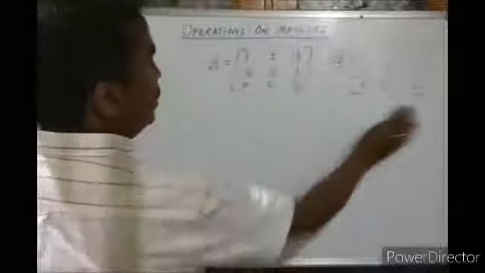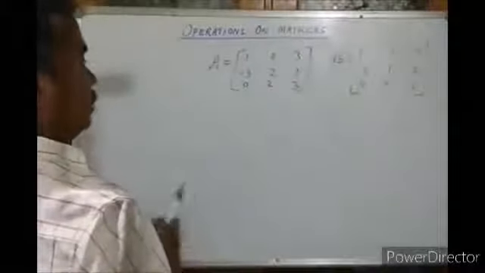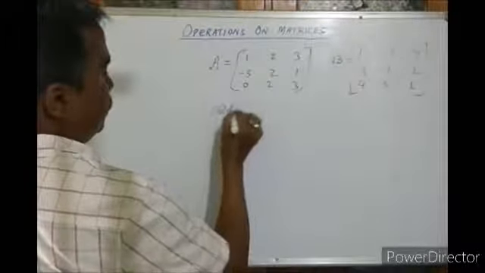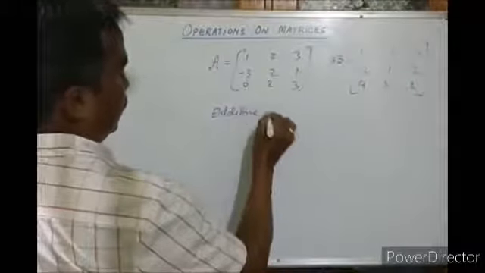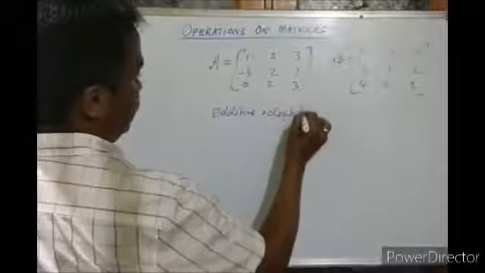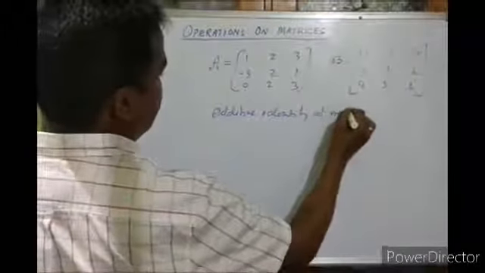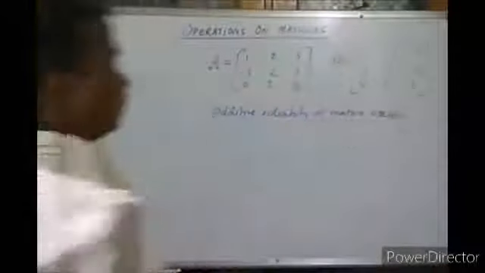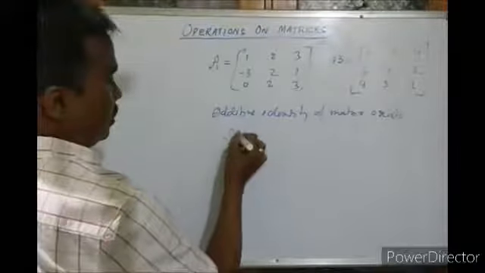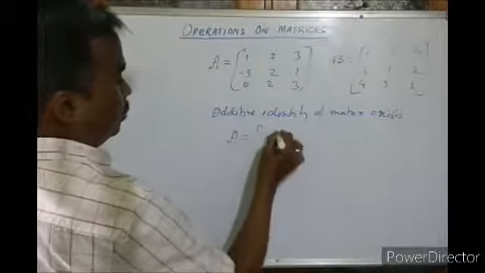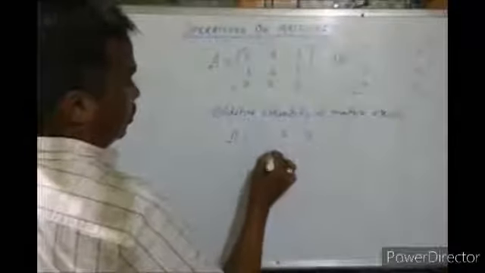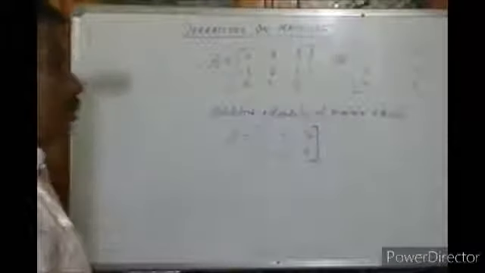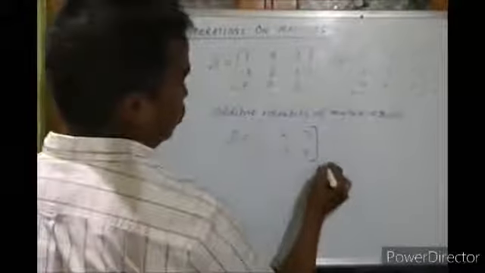The additive identity element of a matrix exists. Suppose A is a matrix: 1, 2, 3, 1, minus 2, 4. Then its additive identity will be, its order is 2 rows, 3 columns, 2 by 3.